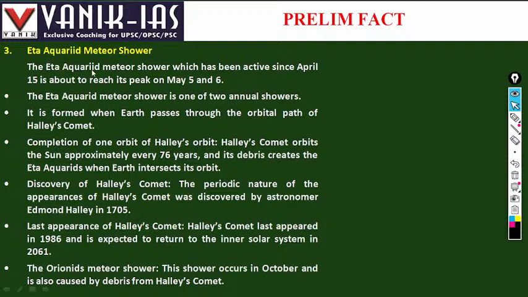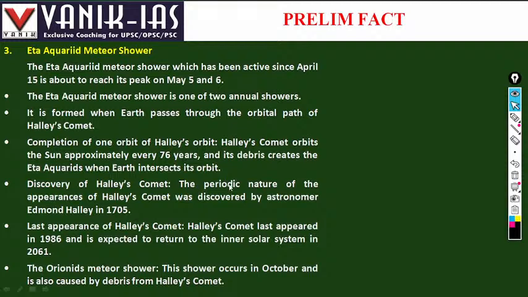The Eta Aquarid meteor shower, which has been active since April 15th, is about to reach its peak on May 5th and 6th. The Eta Aquarid meteor shower is one of the two annual showers from Halley's Comet. It occurs when Earth passes through the orbital path of Halley's Comet. Halley's Comet orbits the Sun approximately every 76 years, and its debris creates the Eta Aquarids when Earth intersects its orbit.